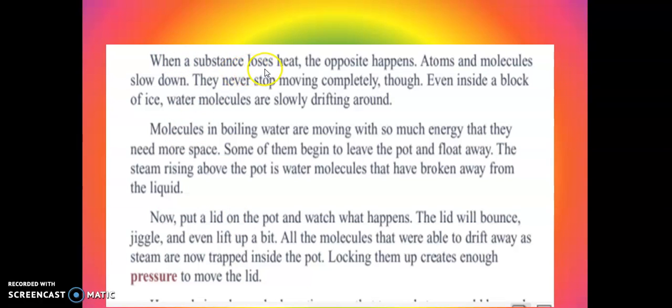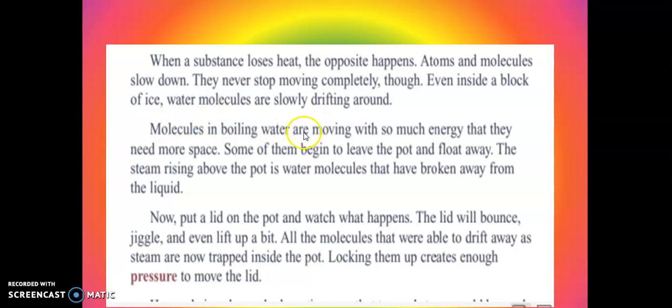When a substance loses heat, when we don't have fire, or when something is not hot, the opposite happens. Atoms and molecules slow down. They never stop moving completely though, even inside a block of ice. Water molecules are slowly drifting around. Drifting is like when something slides, like Fast and Furious drift, right?